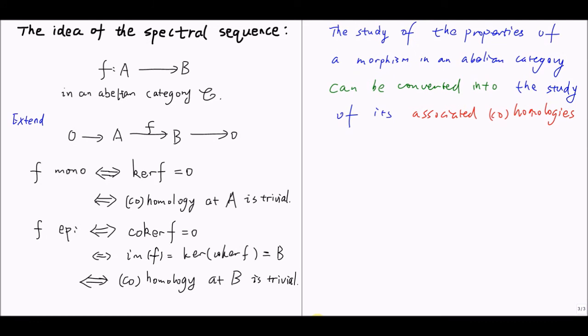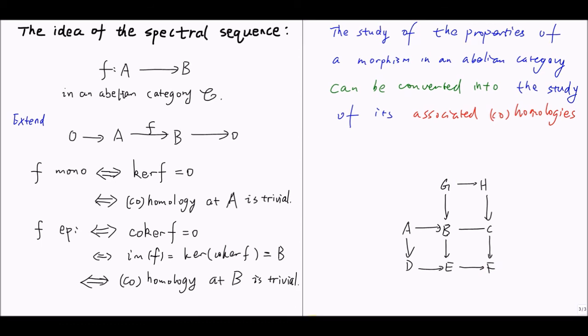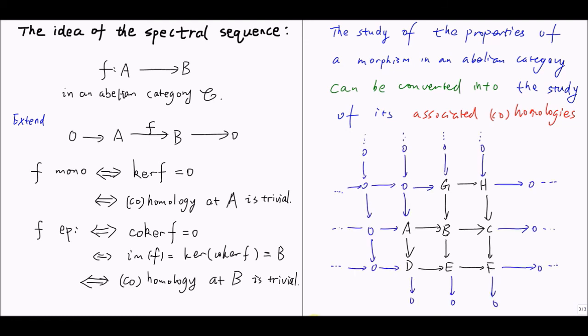In general, if you have a diagram consisting of, say, objects A, B, C, D, E, F, G, H, satisfying that each square is commutative and that every arrow composed with an arrow next to it is 0, then we will extend this local diagram to a global one by adding zeros. And this global diagram will be called a double complex.